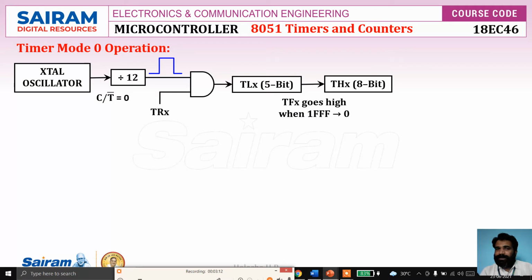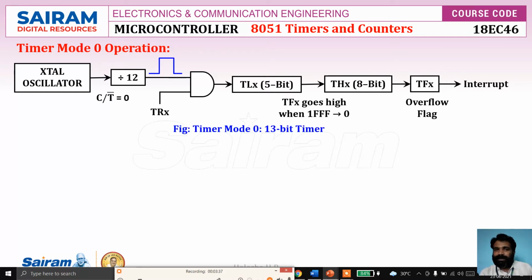Since it is a 13-bit counter, the maximum count is 1FFFH. When it becomes 0, the corresponding timer flag is set to 1. The output of the THX 8-bit counter is connected to TFX. This is the overflow flag, and then it is given to the timer. So this is timer 0, that is a 13-bit timer.